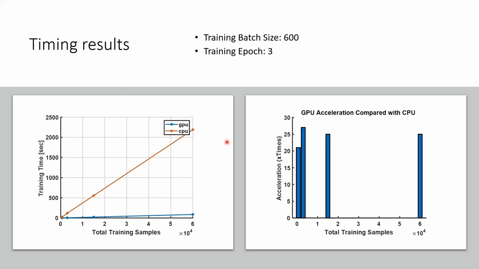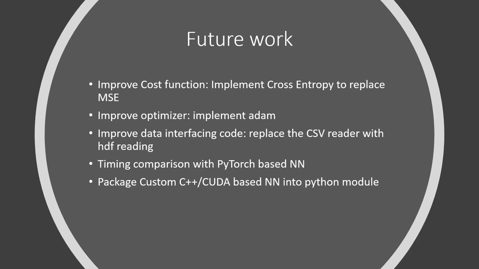One thing I want to do is improve the cost function by implementing cross entropy to replace the MSE, and then improve the optimizer by implementing Adam, and then improve the data interfacing code to replace the CSV reader with HDF reading. And then I want to do a timing comparison with a PyTorch based neural network. And finally, I want to package the custom C++ CUDA based neural network into a Python module.